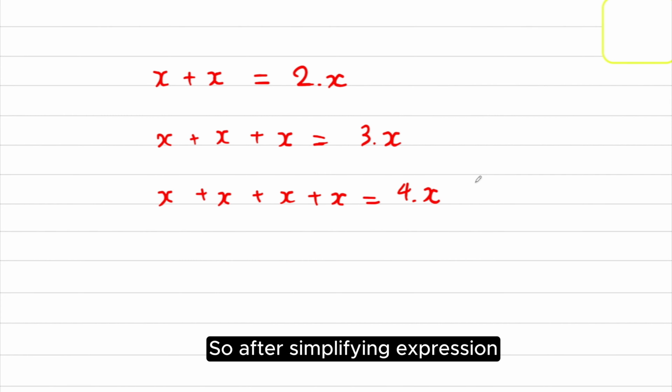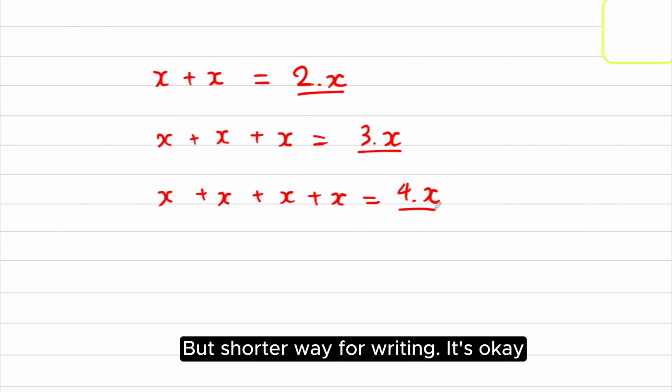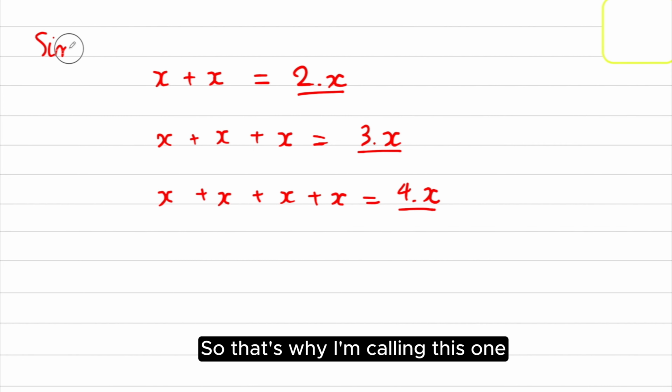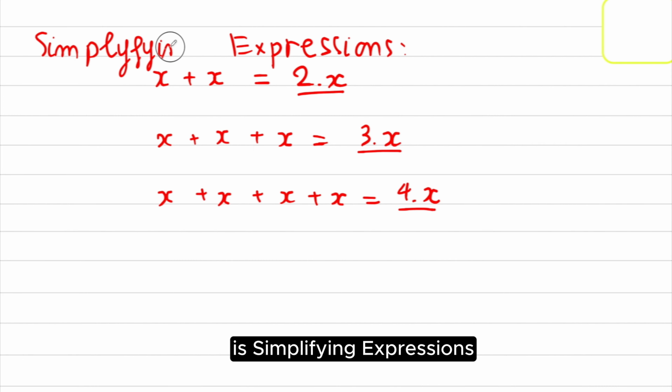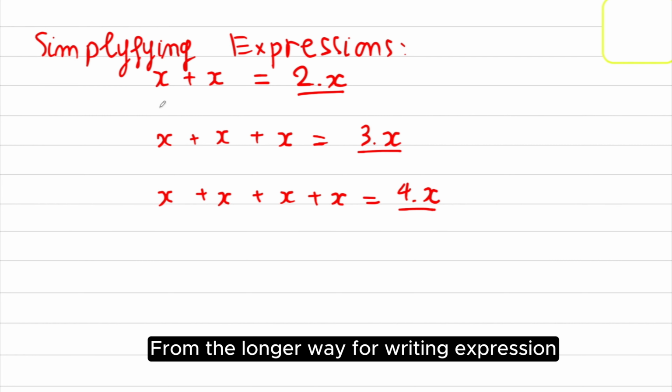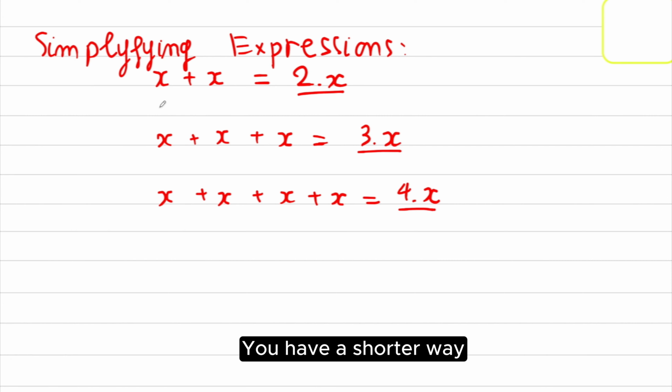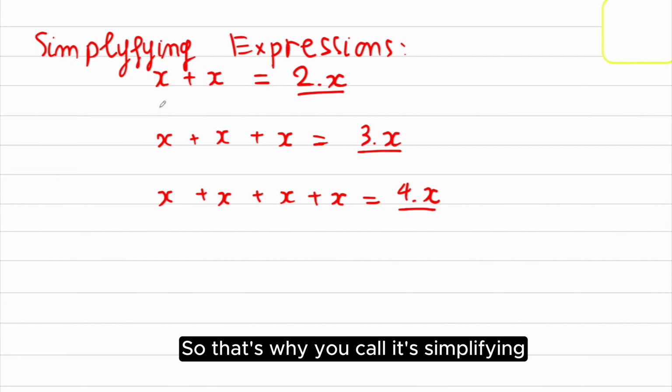So after simplifying the expression, you have the same answer but a shortened way of writing. So that's why I'm calling this simplifying. From the longer way of writing the expression, you have a shortened way. So that's why we call it simplifying. So look at this more clearly. You got h plus h equal to 2h.